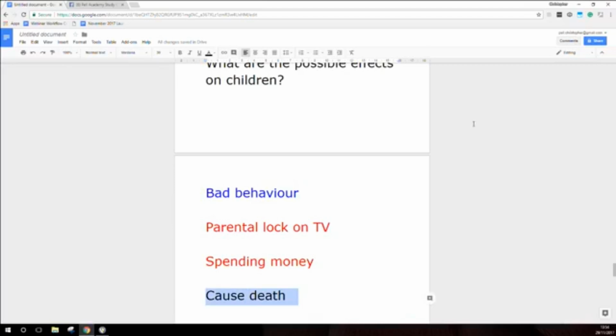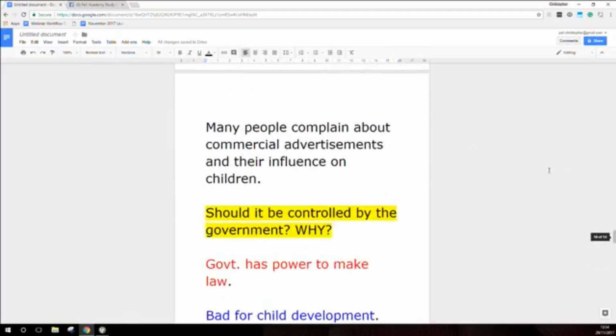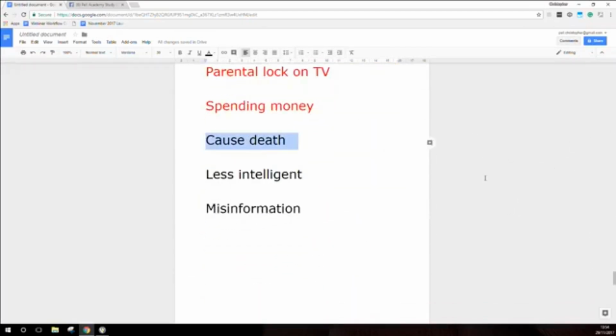Cause death. I don't really know how an advert would cause death. I suppose if they show violence or something like that. Adverts, are we specifically talking about adverts? Yeah. I mean, that might be difficult to explain. It might be definitely difficult to think of an example. Maybe where you're from, adverts have caused people to die. I can't think of any adverts that have led to death. But if you can, then that's fine. So I'm going to leave that one.